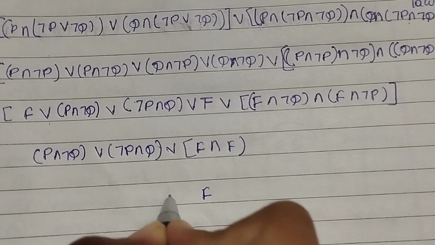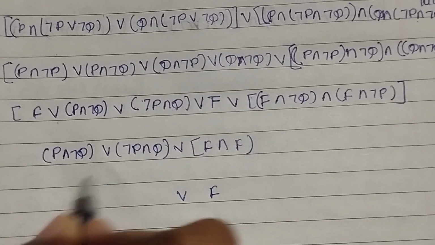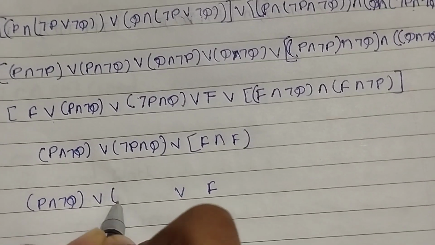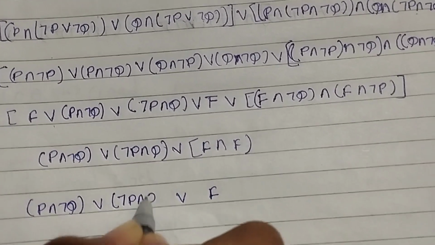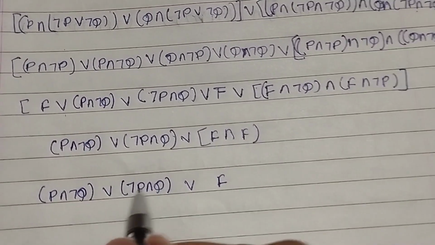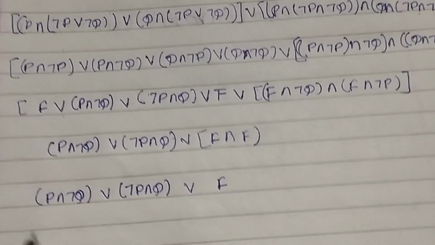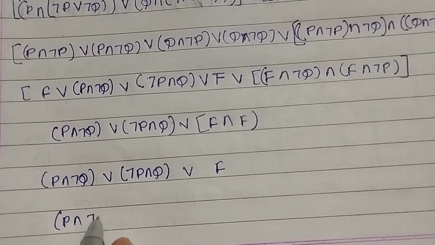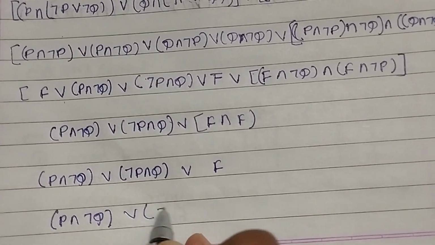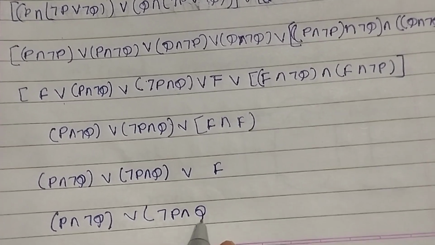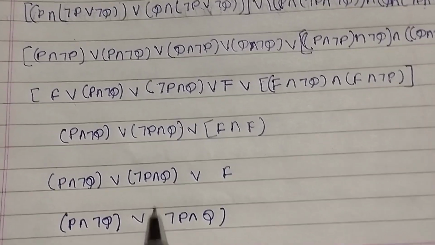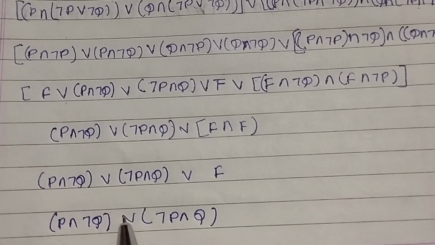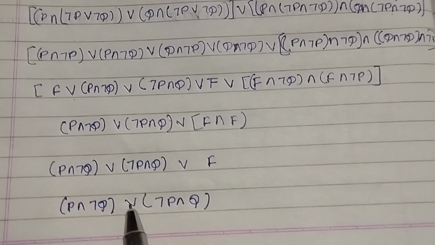So this is F, or the whole equation write as it is, (P and negation Q) or (negation P and Q). Now we know P or F is P, means the remaining whole equation write as it is, or (negation P and Q). Now this is our answer. This is the DNF.